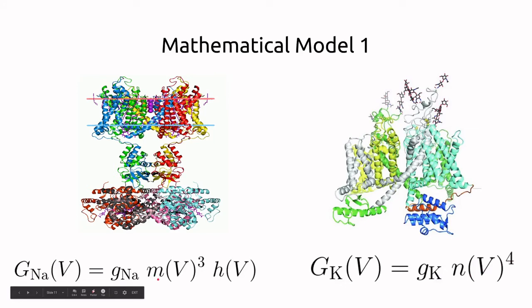M here is the sodium channel activation state variable. H is the sodium channel inactivation variable, like the activation and inactivation gates we saw on the previous slide. And N here is the potassium activation variable. These are unitless quantities that take on values between 0 and 1 inclusive. 1 means they are completely active, and 0 means they are completely inactive. So a completely active activation variable would let ions in, and an inactivation variable would block ions from coming in.